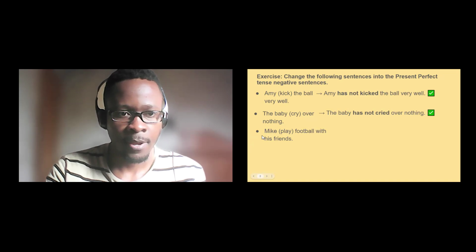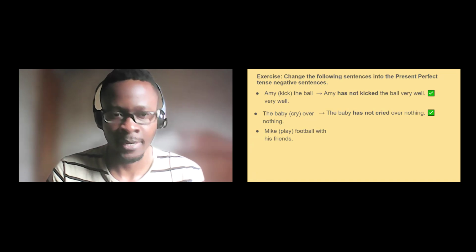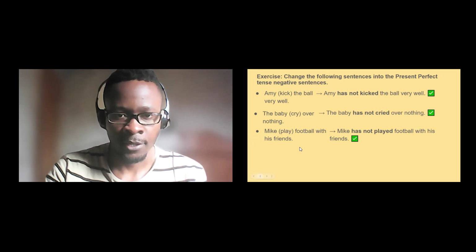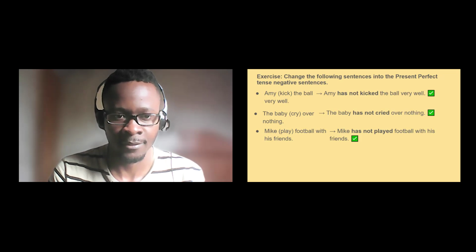Three. Mike played football with his friends. Mike, it's a he, and therefore we have to use has after the subject, and then we put not to make it negative, and after that, we use the third form of the verb. Play becomes played. As such, the correct present perfect tense negative sentence becomes: Mike has not played football with his friends.